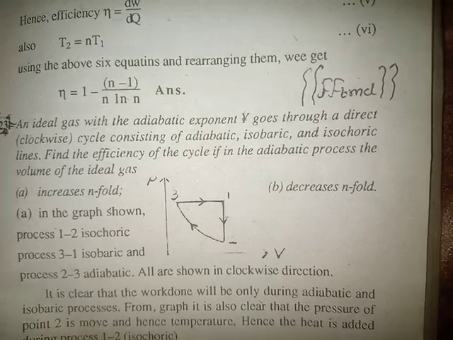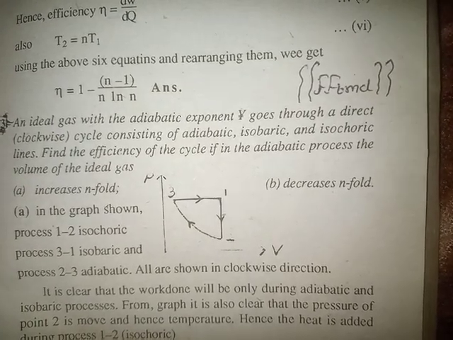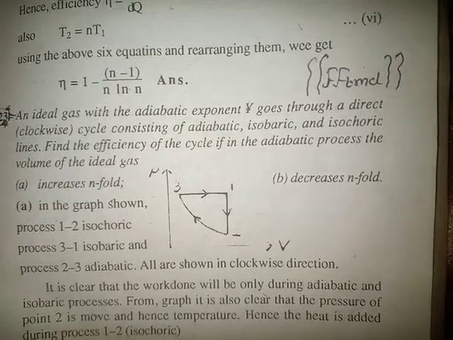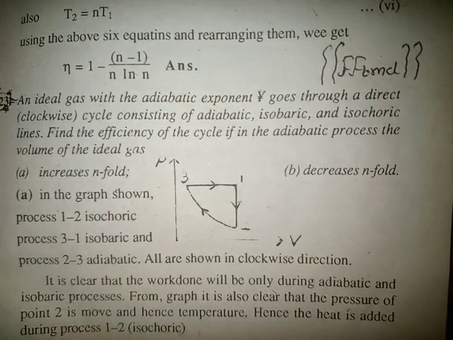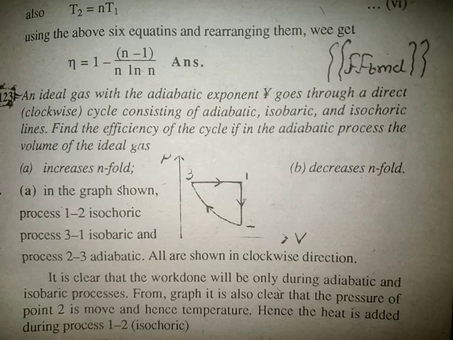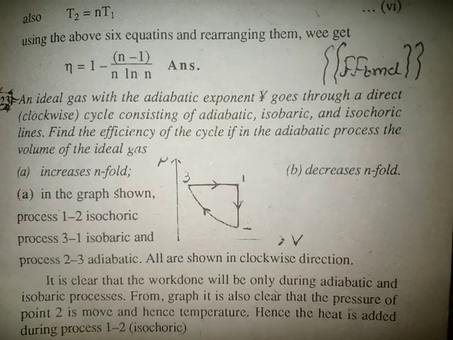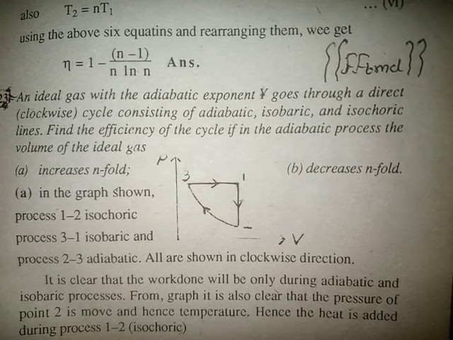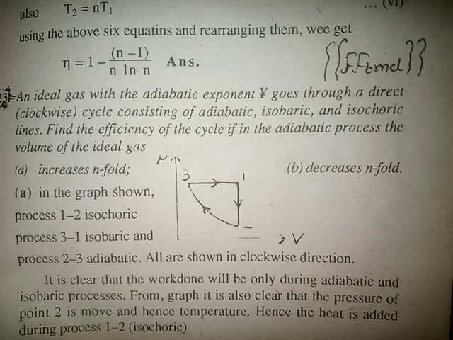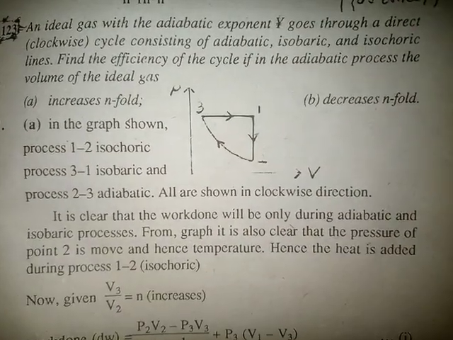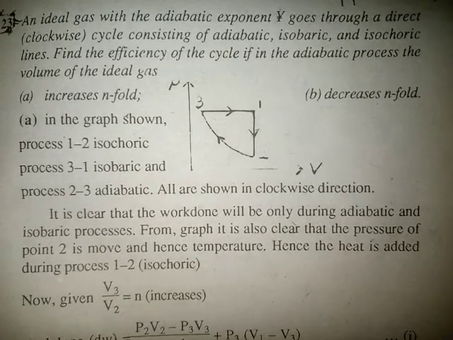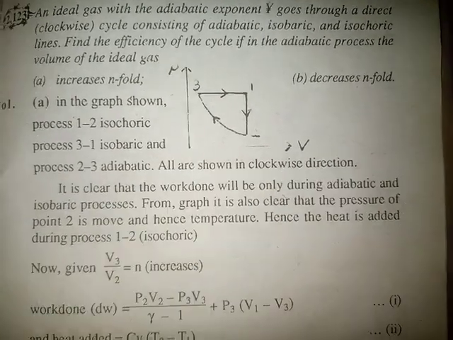An ideal gas with the adiabatic exponent gamma goes through a direct clockwise cycle consisting of adiabatic, isobaric, and isochoric lines. Find the efficiency of the cycle if in the adiabatic process the volume of the ideal gas: A, increases n-fold; B, decreases n-fold.